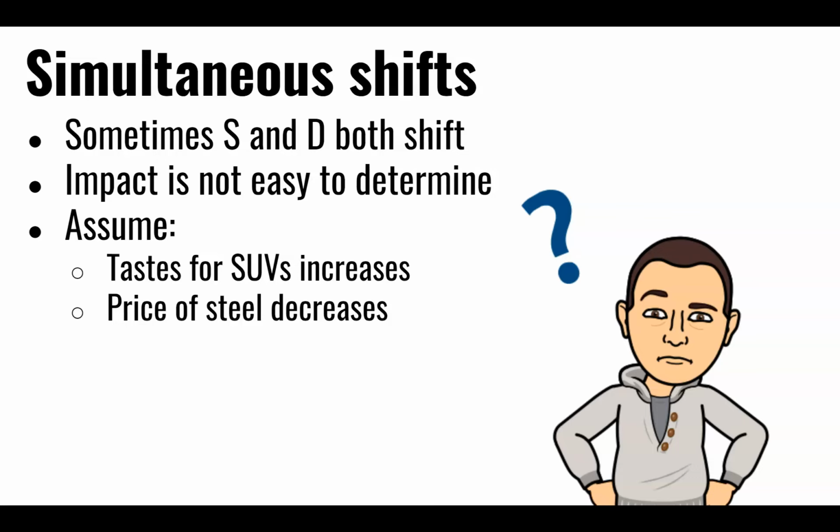Let's take an assumption. Let's assume that the taste for SUVs, the preference for large vehicles, increases. We decide as a culture that we want Suburbans instead of smart cars. And let's assume that the price of steel is decreasing. It's cheaper to buy the inputs that go into the making of these different vehicles. What will happen to price and quantity in the market for SUVs?